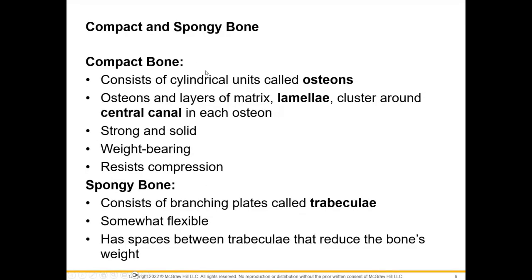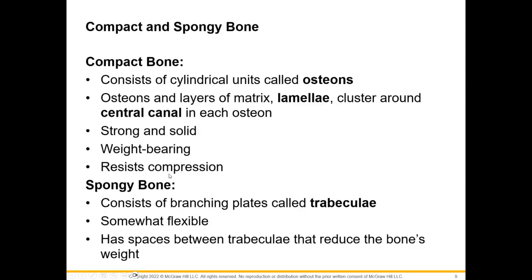Okay, compact bone, a little more detail here, consists of cylindrical units we call osteons. They look kind of like targets. Really, we'll show this in a minute, bullseyes. Osteons have layers of matrix called lamellae, which cluster around the central canal in each osteon. Very strong, very solid type of material. And it needs to be because this is the weight-bearing part of the bone.